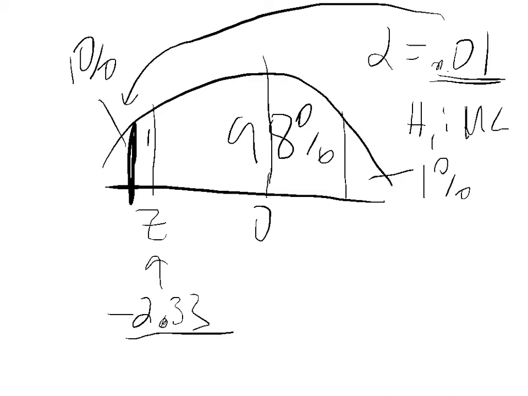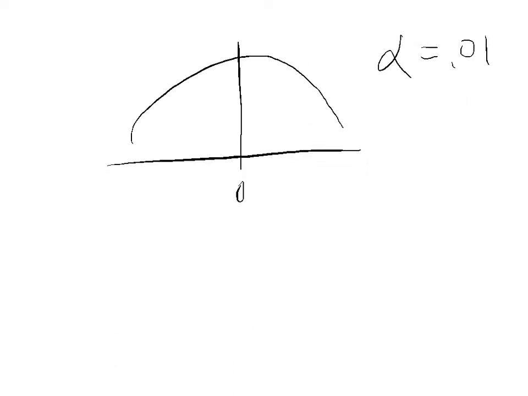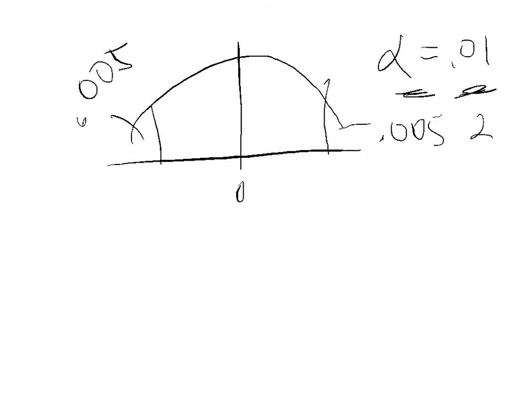If this is a two-tailed test, then we've got to worry about taking that level of significance and cutting it in half, because we have to account for it in both tails. So if I take 0.01 divided by 2, that's 0.005, and that's in both tails. So now we're going to find the z-score that cuts off the bottom 0.5%.